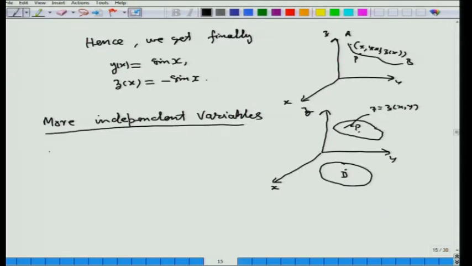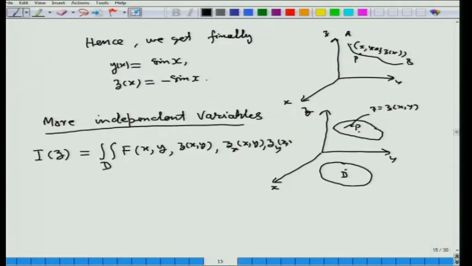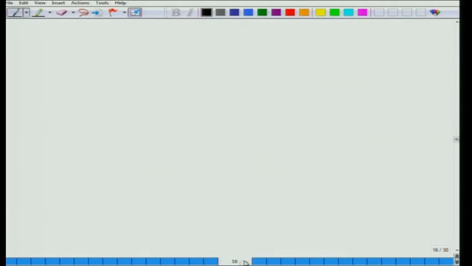So, here we will have a functional of the form, a function of z, a double integral over D of f, where x, y are now independent variables, z as a function of x, y, and z x, that is also a function of x, y, and z y, a function of x, y, d x, d y. So, that is the functional we would be using here. And so, what we do here, we take now the following situation. Let us slightly enlarge this.